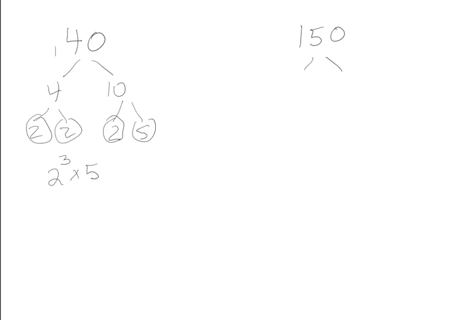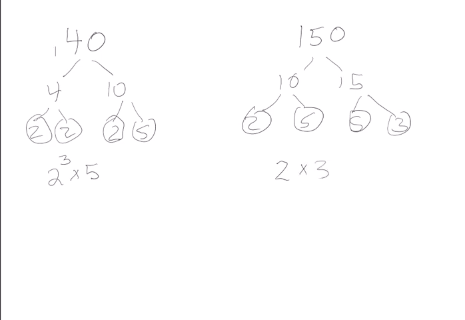Now 150, that's 10 times 15. Neither of those is prime. 10 is 2 times 5. Those are both prime. 15 is 5 times 3, and those are both prime. So this is 2 times 3 times 5 squared.